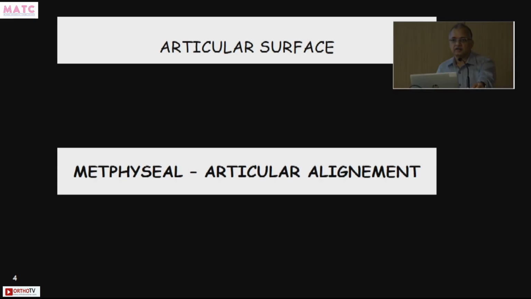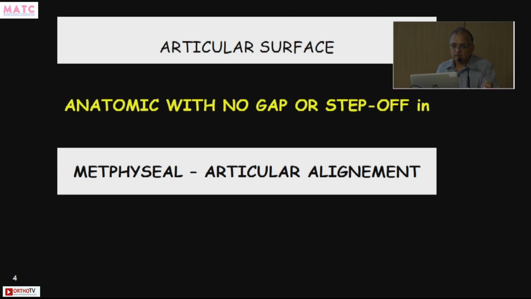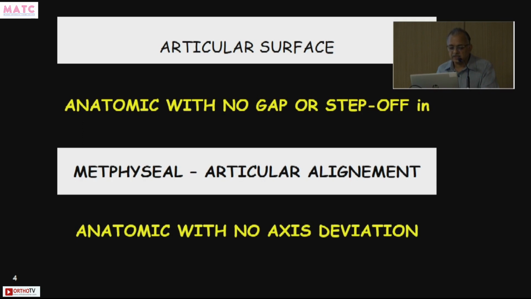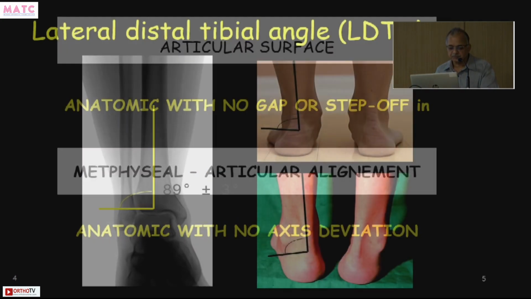And when we talk about fixation, you have to consider two aspects. The articular surface reduction, and second, the metaphyseal alignment, that is articular alignment to the diaphysis. And both require separate management. One, the articular surface, where we do not want any step off, and second, the metaphyseal to diaphysis alignment, where we do not want any axial deviation.